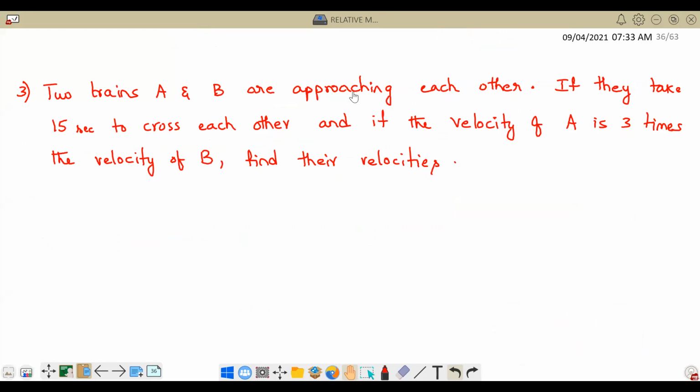I'll give 1 or 2 minutes time. Please draw it and then do it. The answer is very easy only, but drawing that diagram and understanding is very important. So please take 2 minutes and do it.